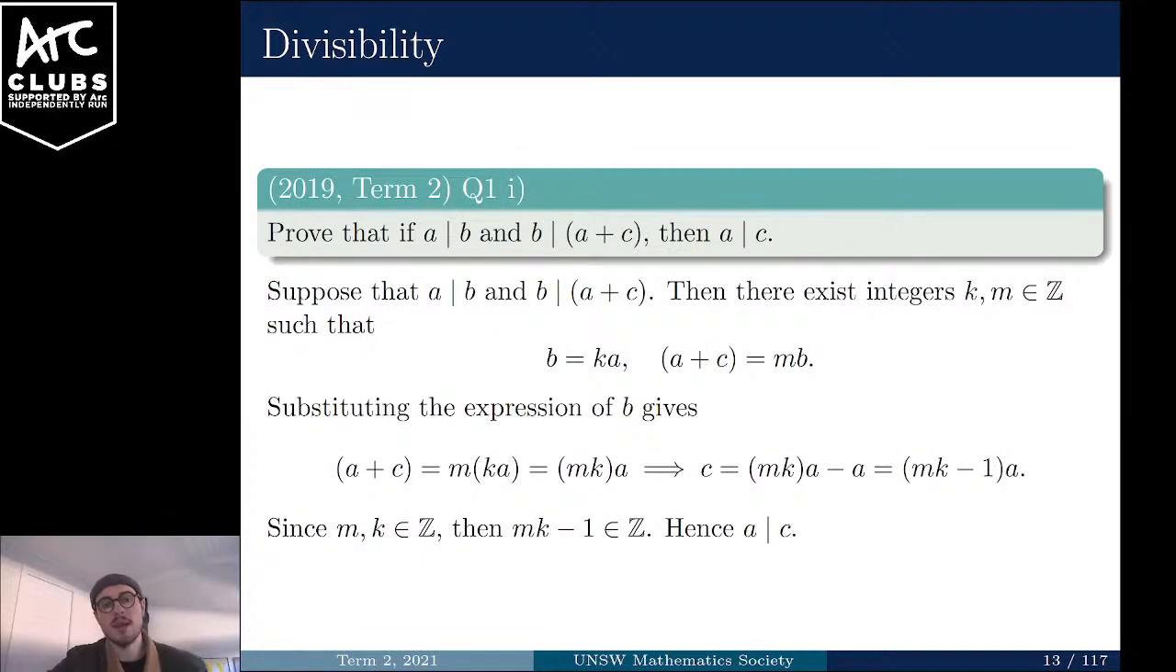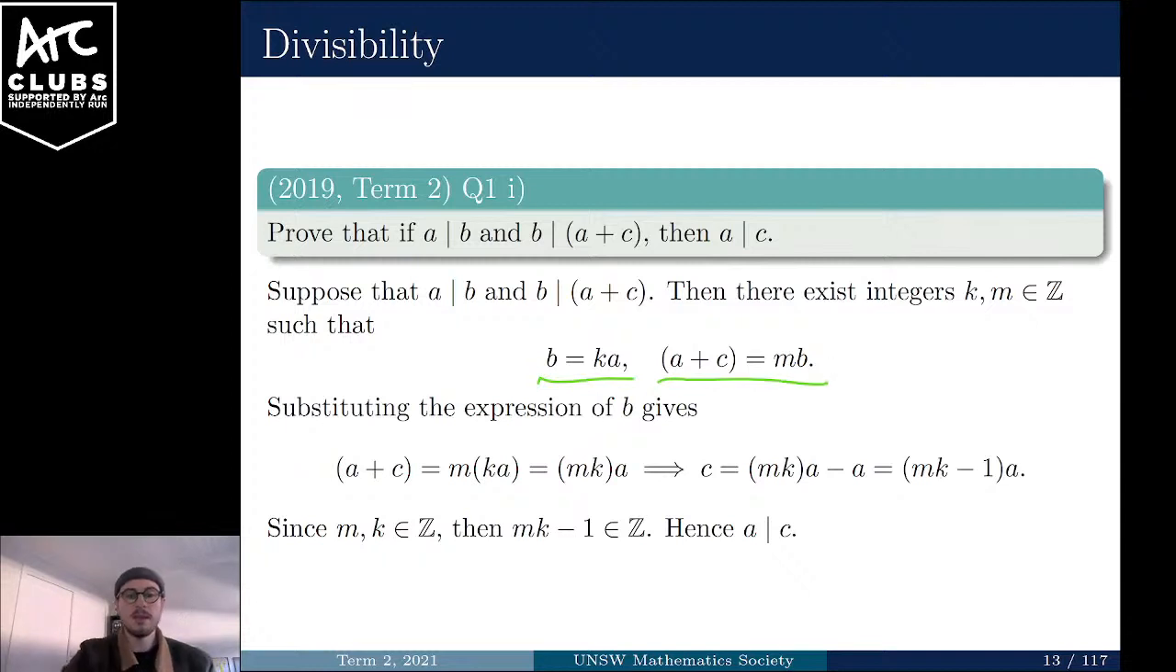Prove that if A divides B and B divides A plus C, then A divides C. Okay, so let's start off with this definition again. Again, this is the best place to start with this kind of stuff. Suppose that A divides B and B divides A plus C. Okay, so then there exist K and M in the integers such that we can say that B is K times A, and we can say that A plus C is equal to M times B. Again, that's just using the definition, right? So we have these 2 expressions.